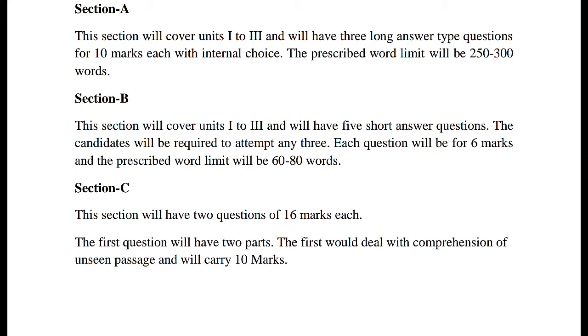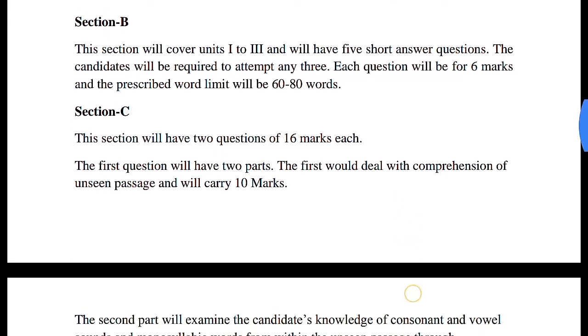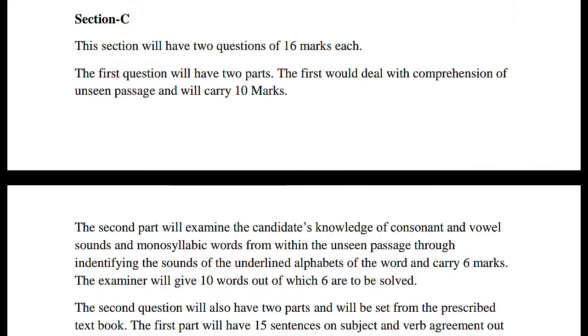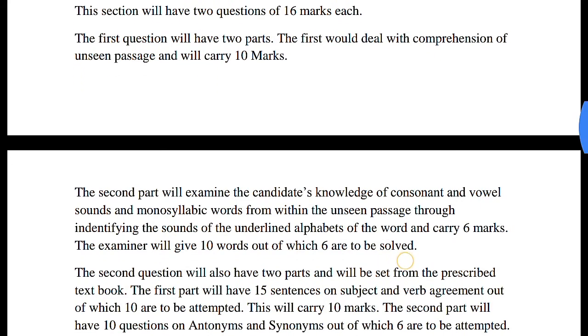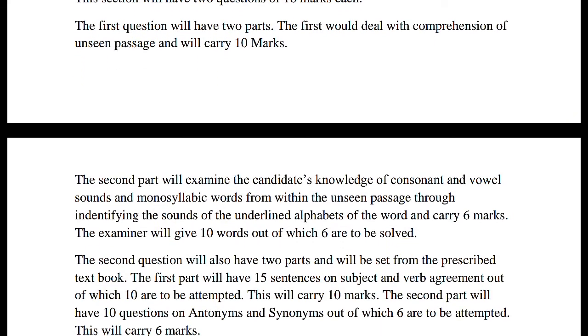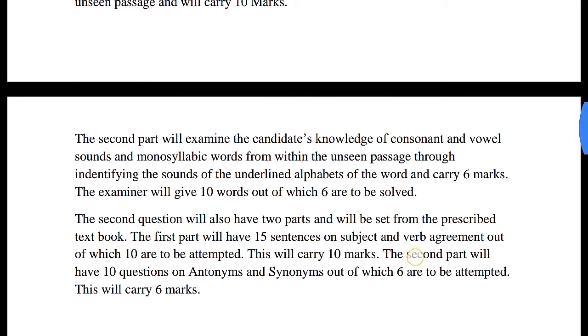The first would deal with the comprehension of unseen passage and will carry 10 marks. And the second part will examine the candidate's knowledge of consonant and vowel sounds and monosyllabic words from within the unseen passage through identifying the sounds of underlined alphabets of the word and carry 6 marks. The examiner will give 10 words out of which 6 are to be solved.